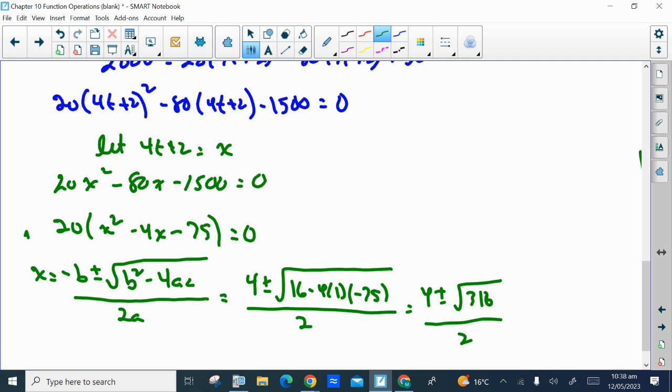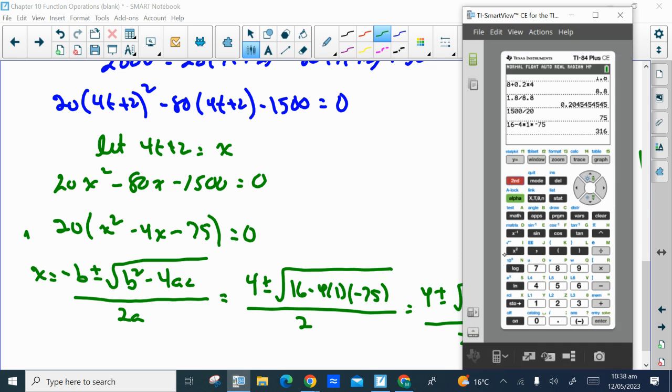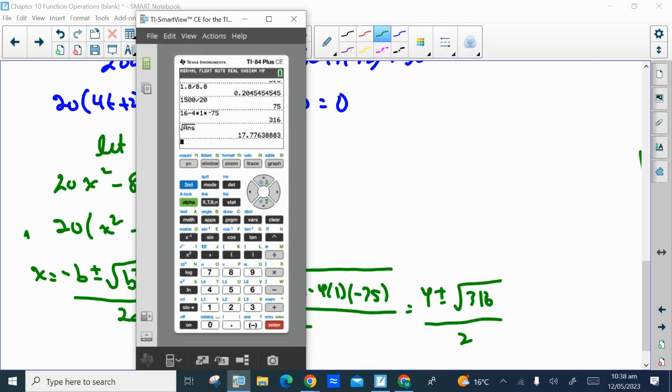And so we can't get a negative value for x because that means 4t plus 2 is negative. T is time. Can't have a negative one. If you take the root of 316, you get approximately 17.8. If you go 4 minus 17.8, you're going to get a negative value on top. So we can't have that. So it'll only be the positive value. So we'll add 4 to that, 4 plus that divided by 2. So x is approximately 10.9.